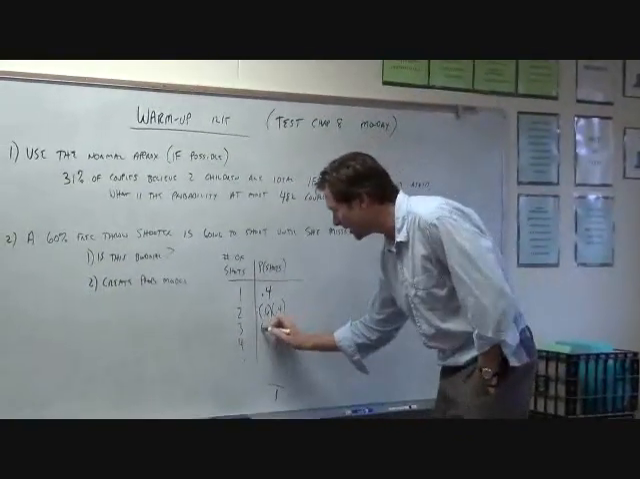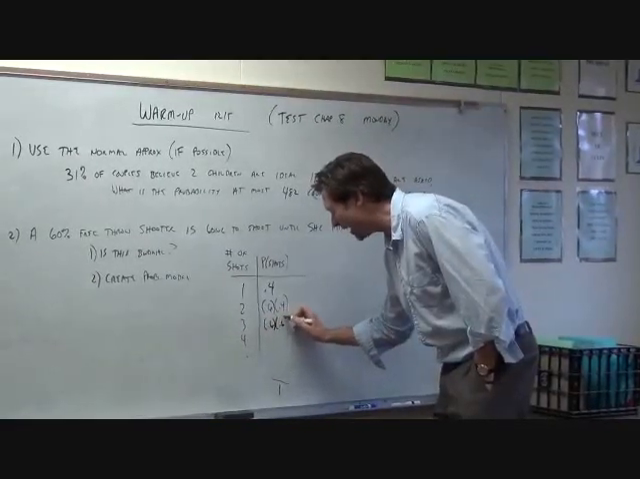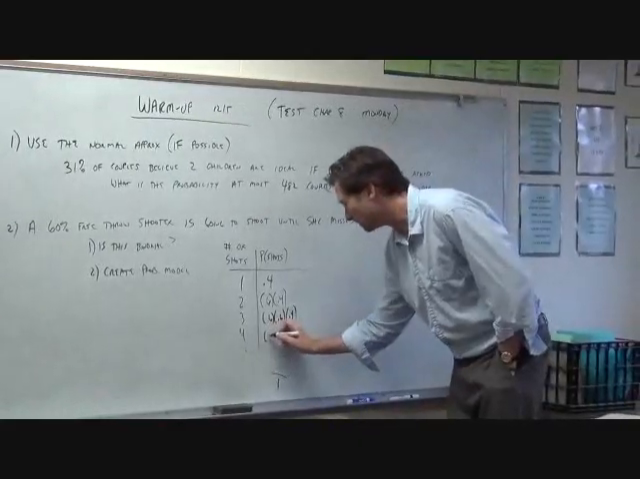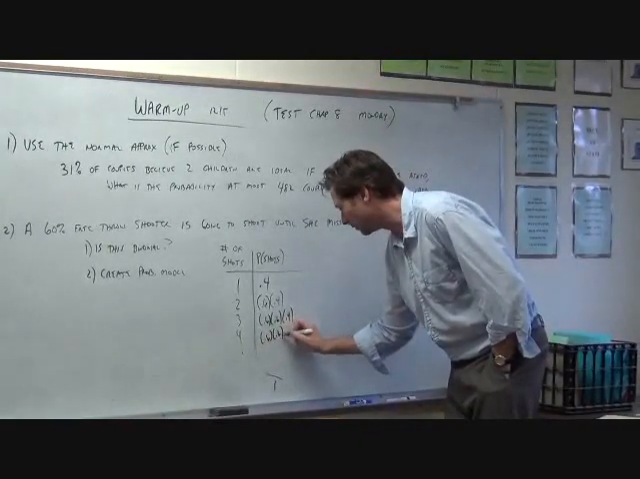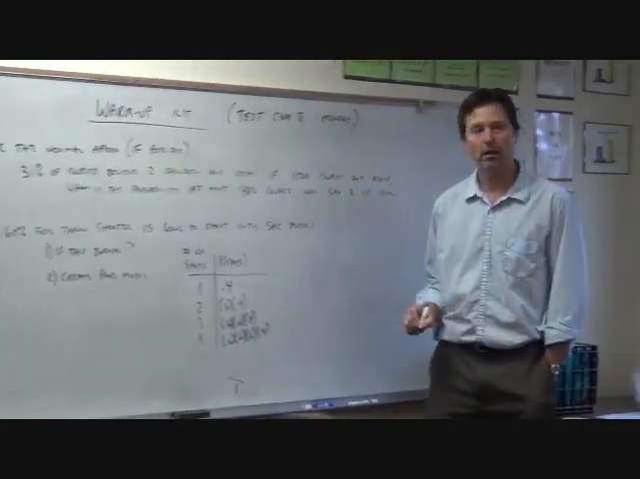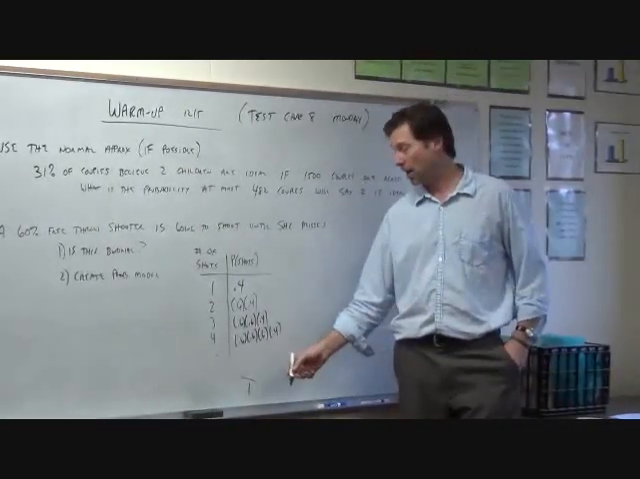So if I want 3 shots, it looks like I need 2 makes and a miss. And how about for 4 shots total? You need 3 makes and then a miss. 3 makes. Okay. And this keeps going on and on and on indefinitely.